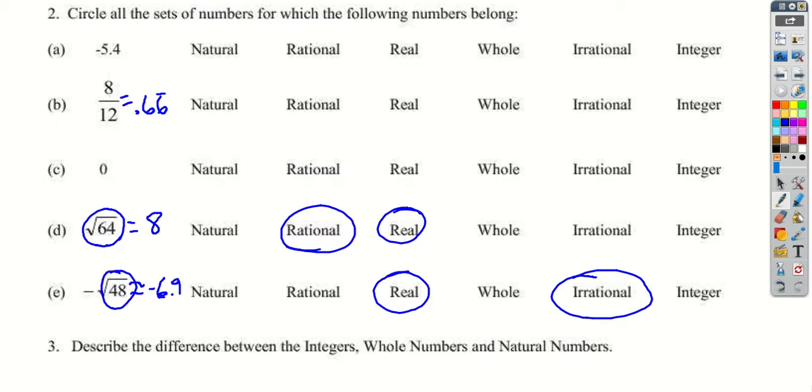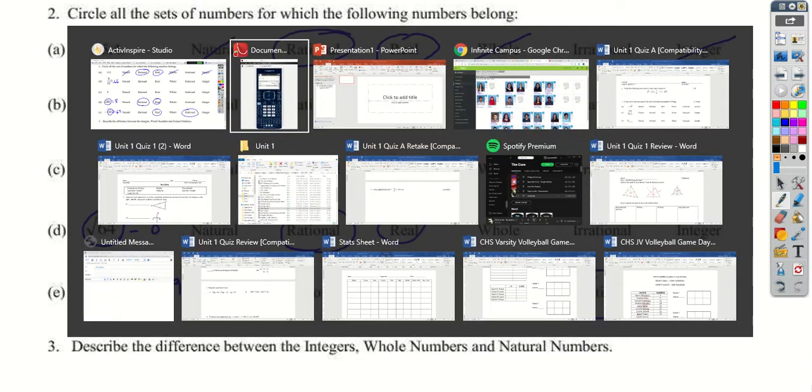So the natural numbers, remember, start at 1 and go up, they're whole, non-decimal, 1, 2, 3, 4. So 5.4, right? Not natural. Okay. It's not an integer. It's not a whole number. It is a real number, and it is rational because the decimal ends. This decimal right here is repeating. 8 over 12 is 0.66666.